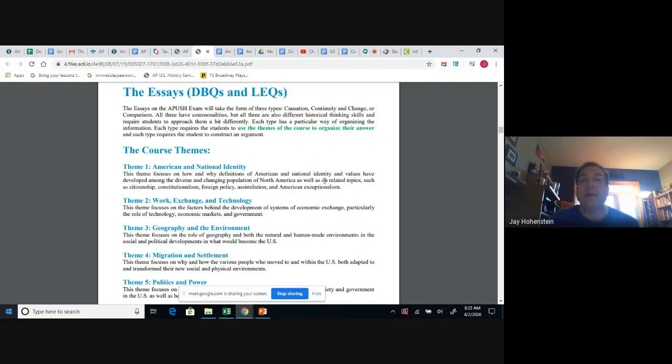And so we want to be identifying elements of period 2 and each other period that help us flesh this out. You see in period 2, work, exchange, and technology. The North develops their own economic system that's different than the South, and it helps plant the seeds in the 1600s for what will be the Civil War in the 1860s.